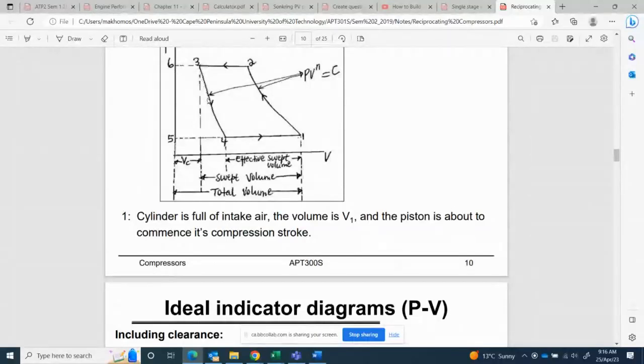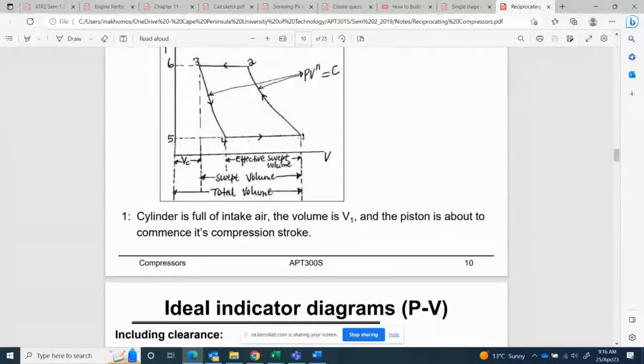Why is it moving downwards? It's because this trapped air, the one that didn't leave, is now expanding. As it expands, it pushes the piston down to number 4. This is called the expansion stroke. The first one is the compression stroke, and then the expansion stroke up to number 4. At number 4, the inlet valve opens and fills the cylinder with air up to point number 1.